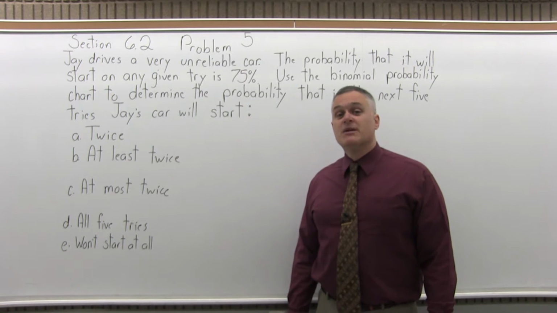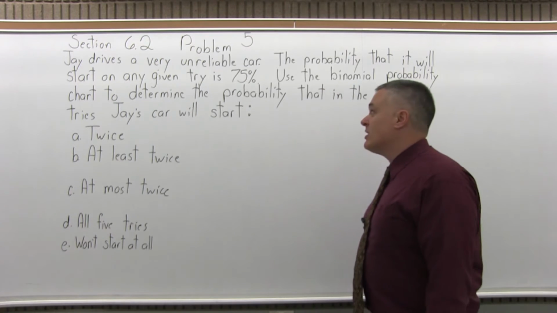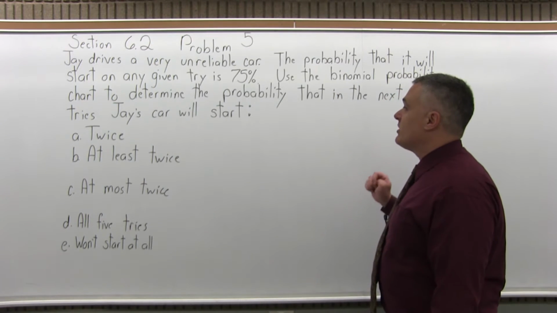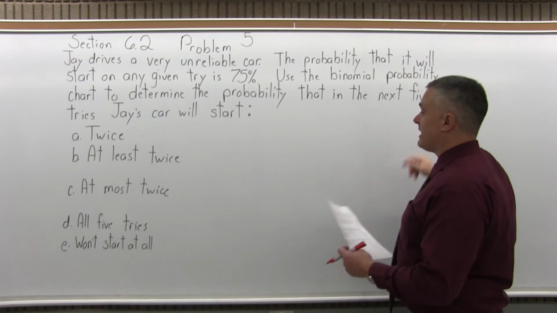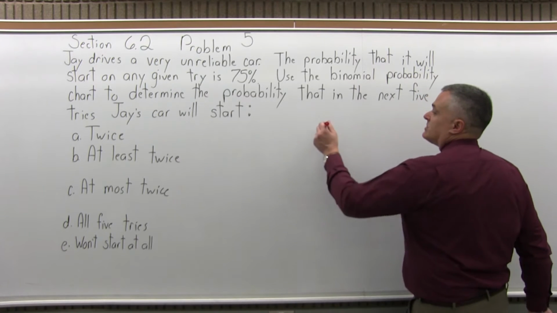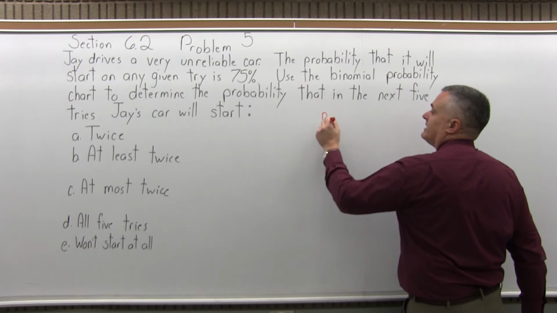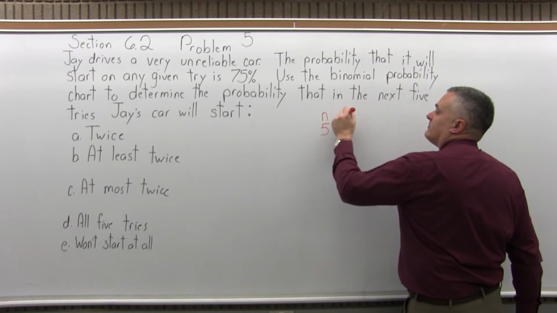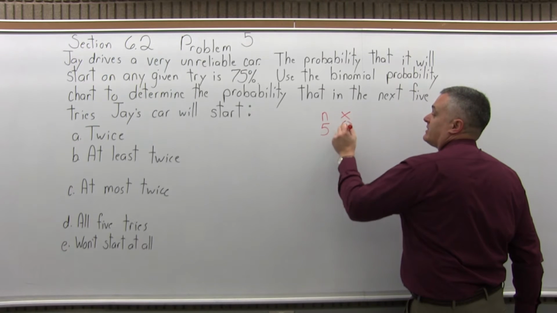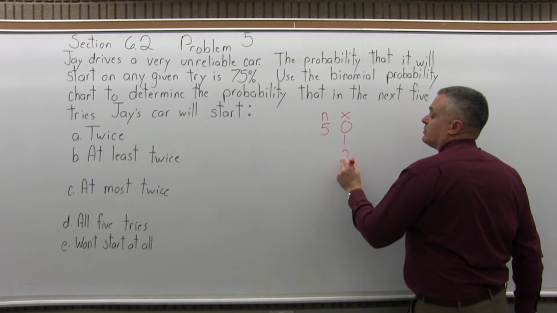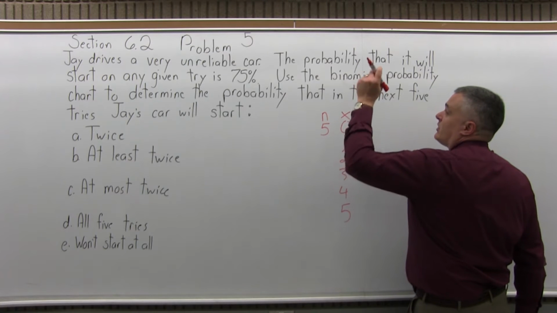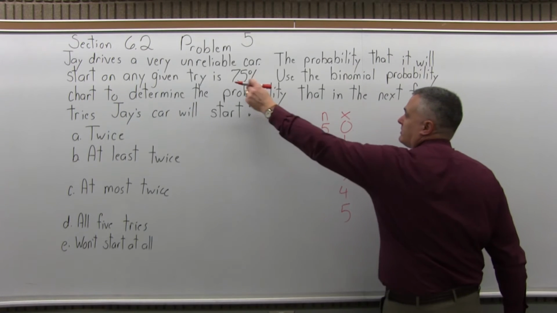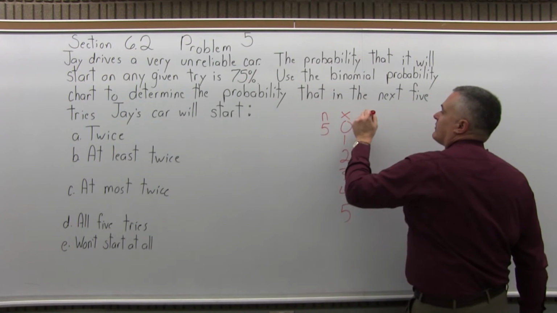So to use that binomial probability chart, we have to go to the part of the chart where n is 5, because the problem talks about having 5 trials. So we want n is 5. There will be some values of x right next to it, and those values of x will go 0, 1, 2, 3, 4, 5. And we want to make sure we're in the right column. There are a lot of columns. We want the 0.75 column.